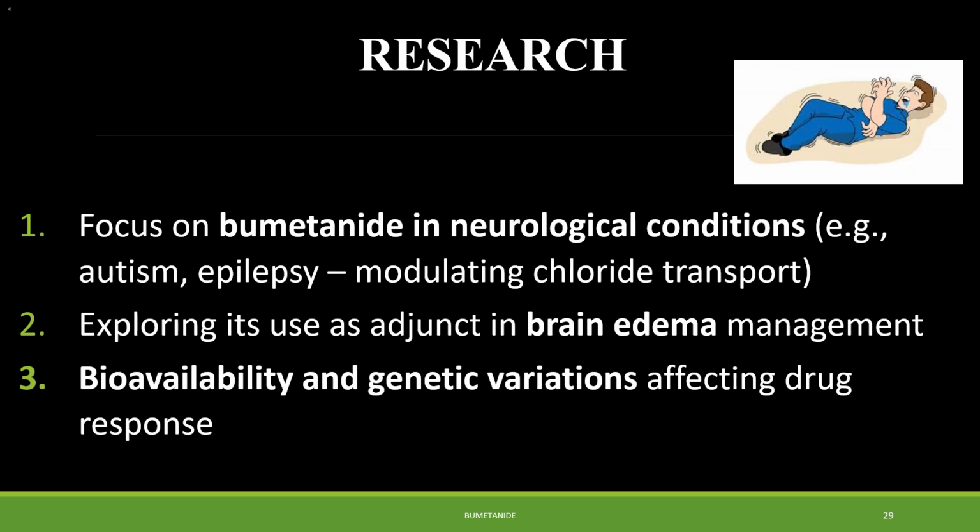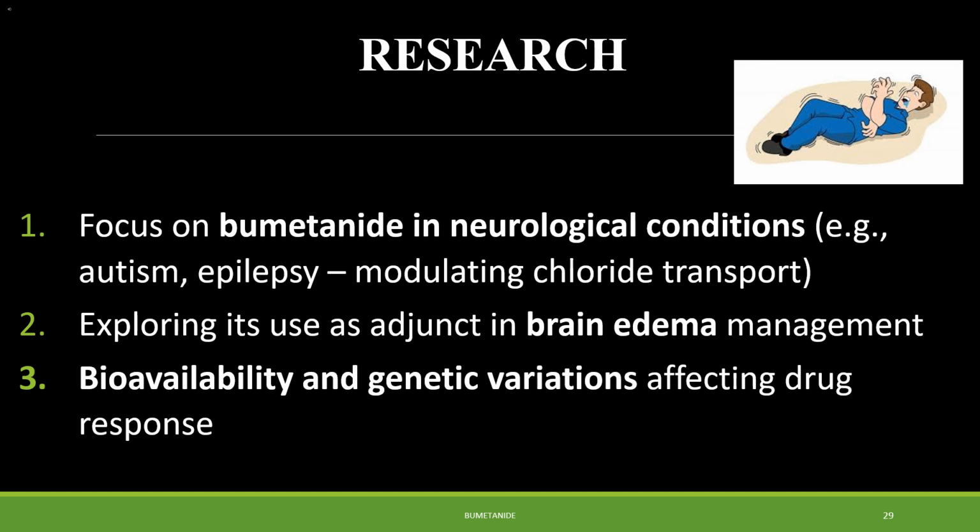Research on bumetanide in neurological conditions. 1. Bumetanide in autism. Bumetanide, a diuretic, influences neuronal chloride homeostasis and potentially restores GABAergic inhibition and neuronal signaling balance. This mechanism may contribute to improvements in autism-related symptoms. Studies show bumetanide may alleviate symptoms in some children with autism.